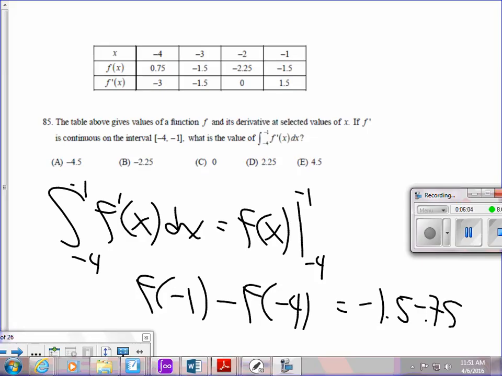And then minus of -4, so minus 0.75. And that's how you get a value of -2.25.